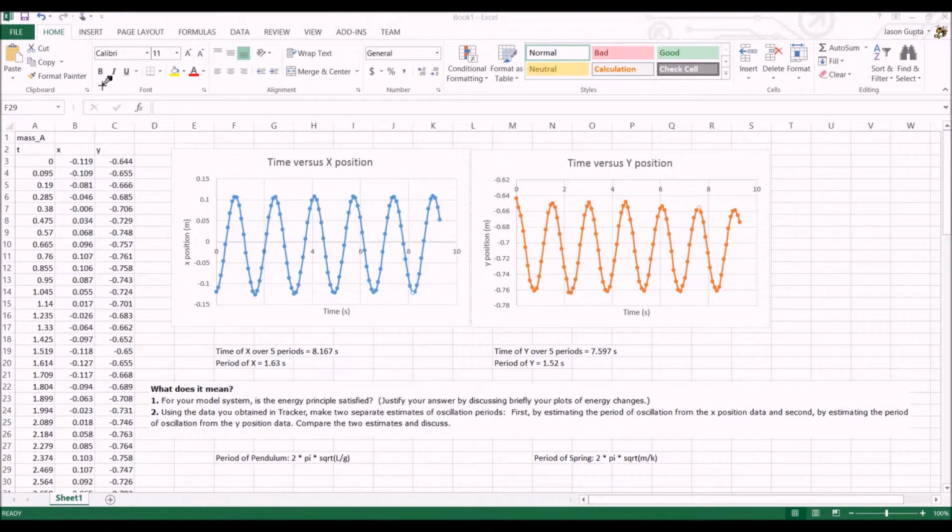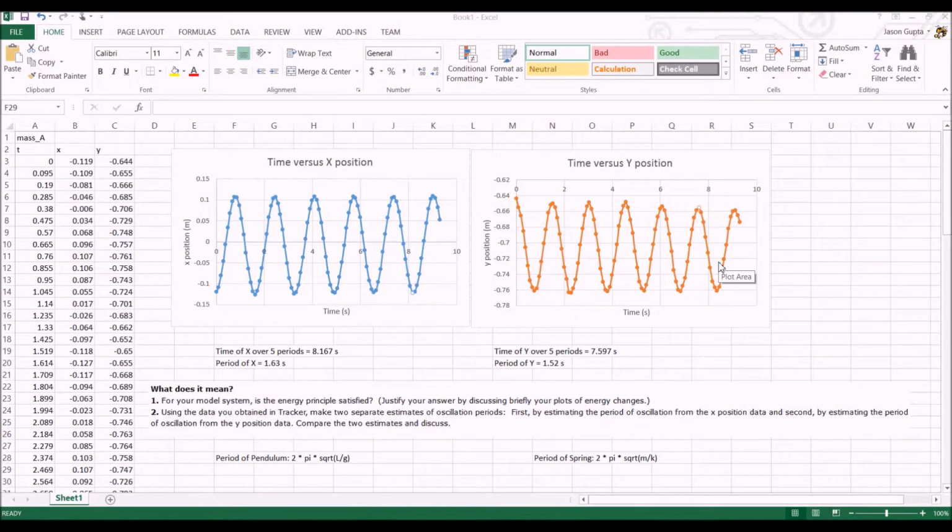What does it mean? In order to conduct further analysis, I imported the position points and the time points from Tracker into Excel, and then graphed the time versus x position and the time versus y position. First, we need to see whether or not the energy principle is satisfied. In this system, the energy principle is satisfied.